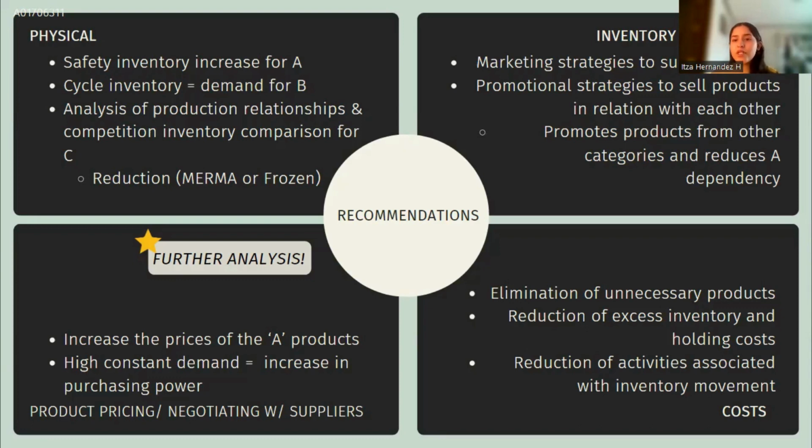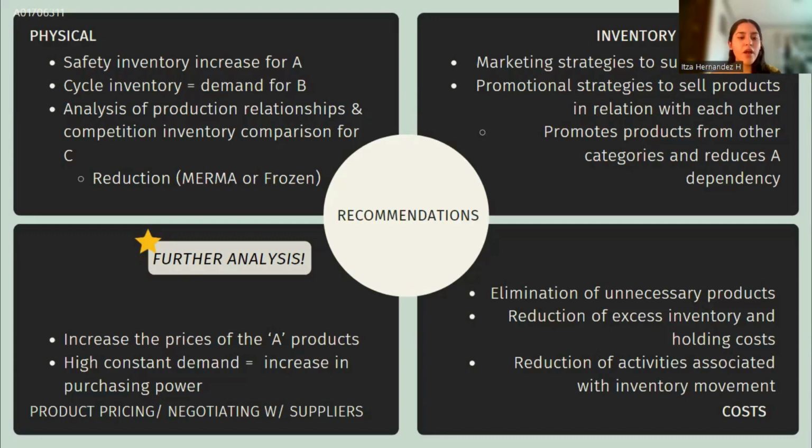Now, moving on to the inventory promotion. Of course, the creation of marketing strategies for the support of A category sales is ideal. However, this should be supported by promotional strategies of selling products from categories C and B in relation to products from category A. Now, what will this do? This will promote the sale of all products, as well as reduce the dependency on the A category products. And this could be done by, for example, analyzing what C products are best sold with the A products and selling them within a package, reducing their total price, and offering these through different promotional channels.